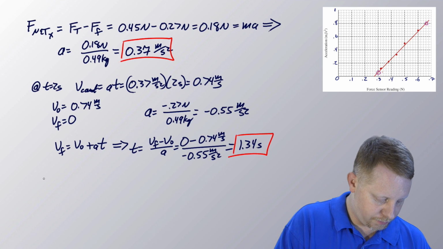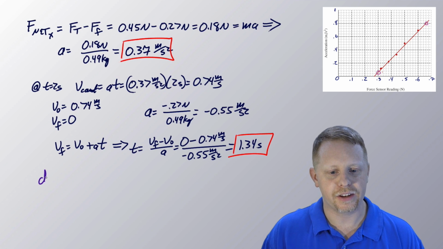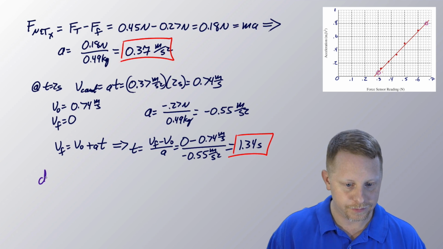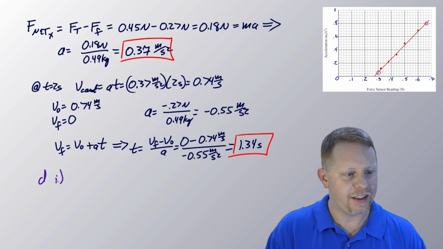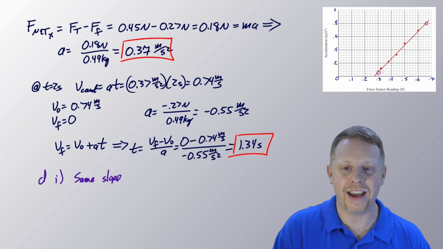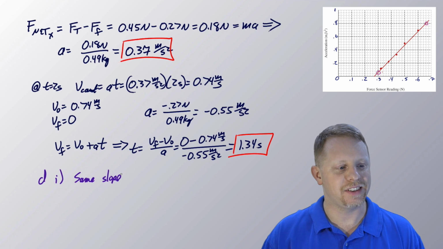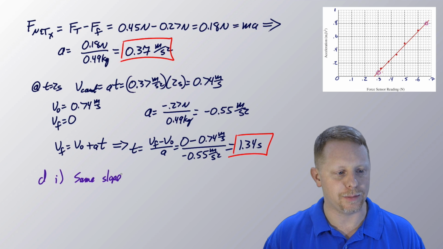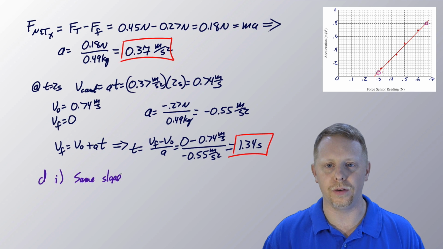Now we get to part D. The experiment and analysis in A and B are repeated with the cart that has the same mass but a greater force of friction. Will the slope of the new line be greater than, less than, or equal to the slope of the line in part B1? So for D1, I'd say we're going to have the same slope. Remember, the slope of the line gives us our mass. Mass isn't changing, so we have to have the same slope, because our slope was 1 over the mass.